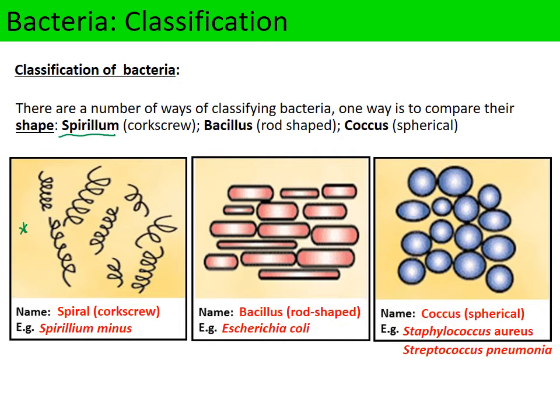Now a nice example is Spirillum minus, and that's the infectious pathogenic bacteria that quite often is transmitted from rat bites that can cause infection in humans. Another nice example of a Spirillum is Borrelia that can cause Lyme disease, and that's a tick-borne infection.